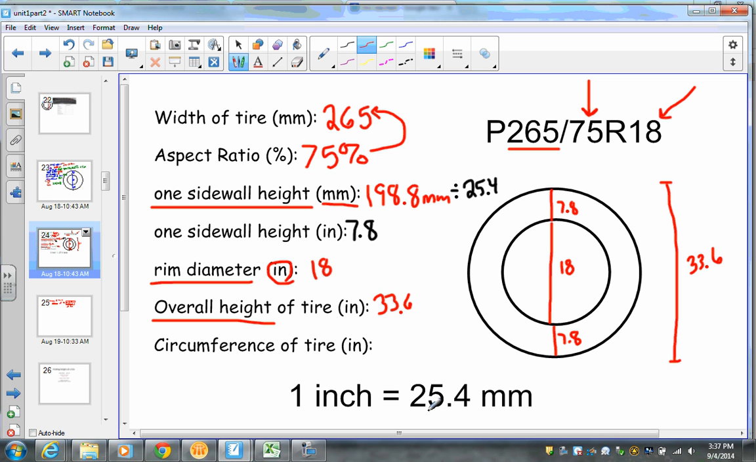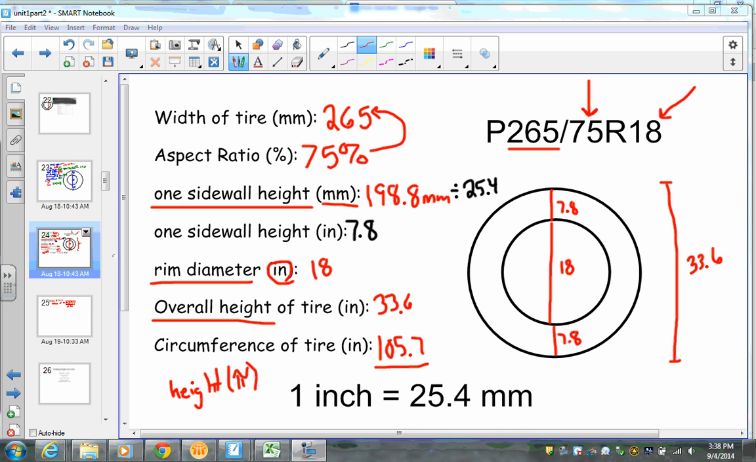Now, the last thing we need to figure out is the circumference. The circumference is going to be the height of the tire times pi. When I multiply 33.6 times 3.14, I get a circumference of 105.7. What the circumference means is every time the tire rotates, I would have gone 105.7 inches. All right?